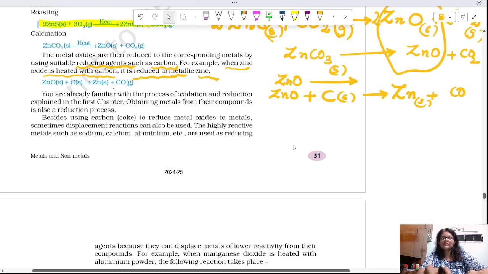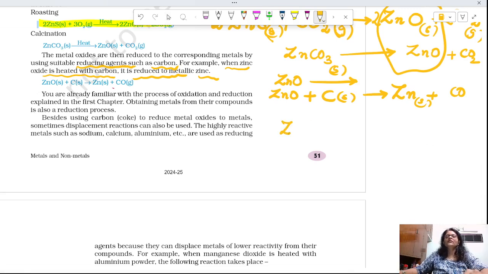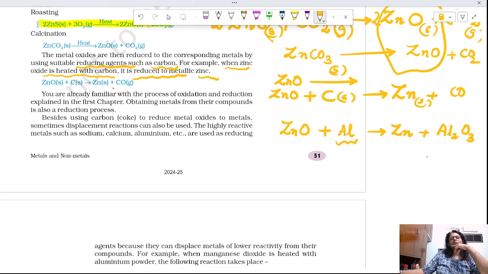Very highly reactive metals like sodium, calcium, magnesium, aluminium are used. What will happen if we have zinc oxide? An element more reactive than zinc is made to react with zinc oxide, say aluminium. Aluminium is higher in the electrochemical series, and thus we can reduce zinc oxide to zinc, and we will get zinc and aluminium oxide. It can be converted using displacement reactions also.